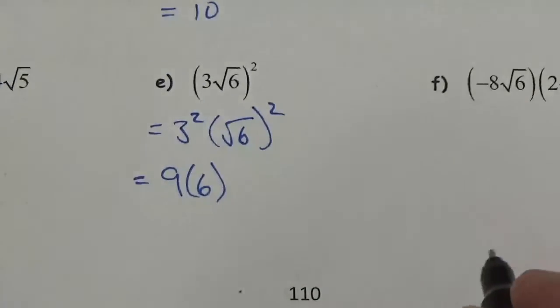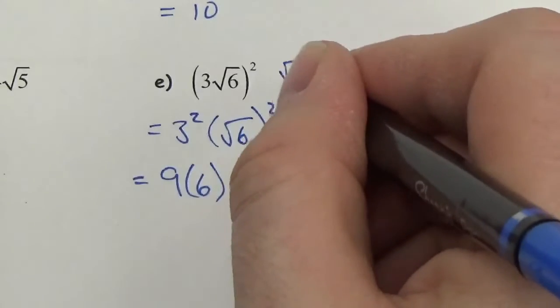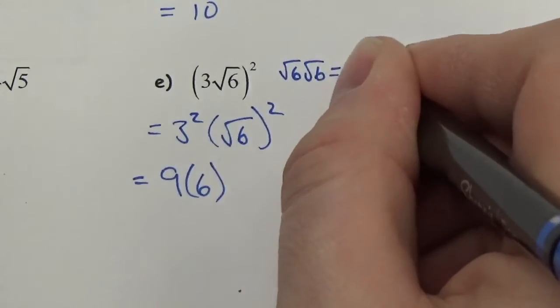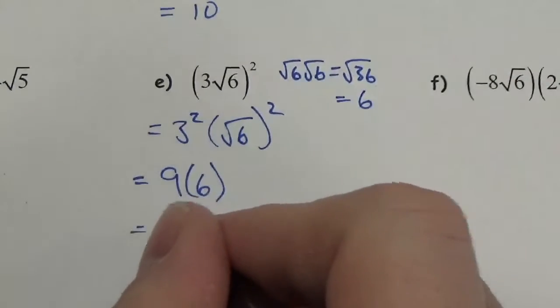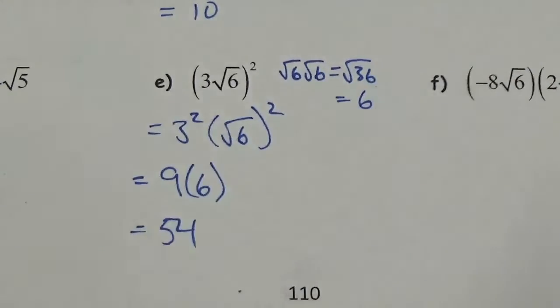If you're wondering about that, well, let's just put this off to the side here. That's going to be root 6 times root 6, which would be root 36. And I already know that that answer is 6. And then 9 times 6 is going to be 54.